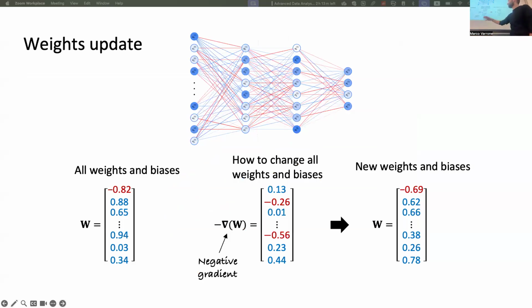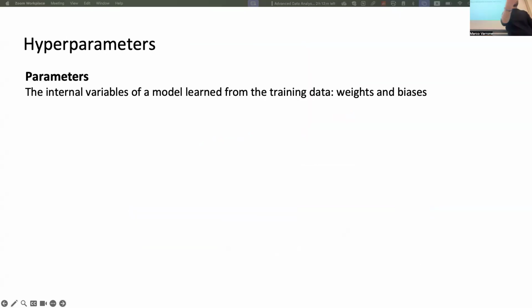And so this is what happens. You take the weights that you have. Through the gradient, you compute by how much you are supposed to change the weights. You just do the sum, and you get the new weights. And so these are the parameters, the internal variables of the model, which are learned from the training data.